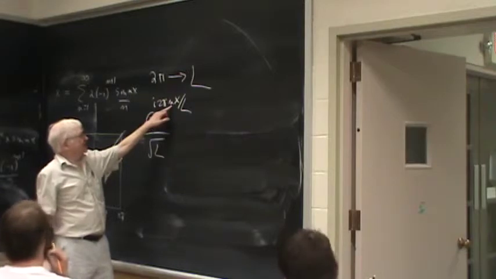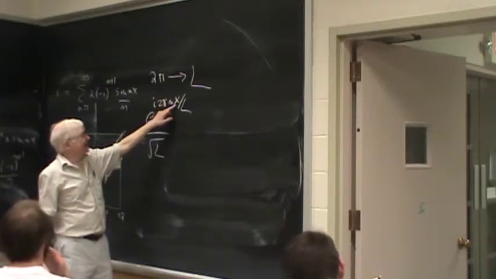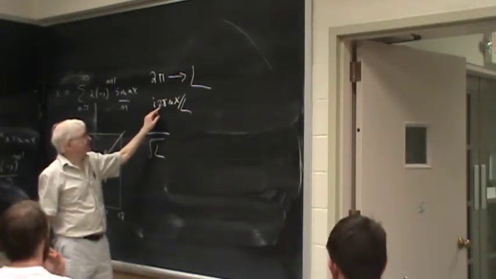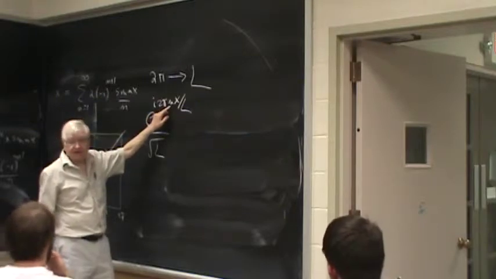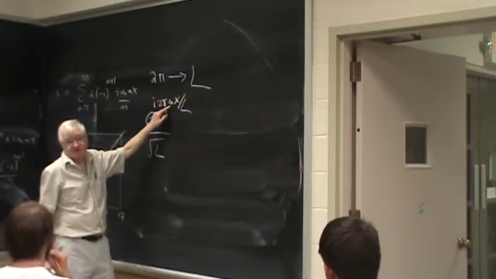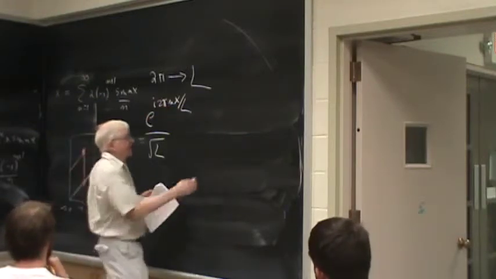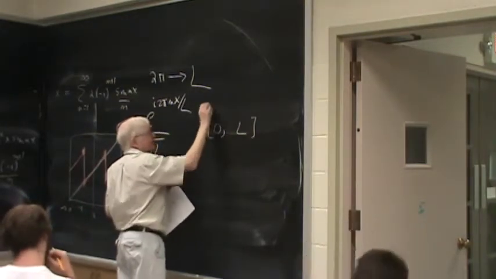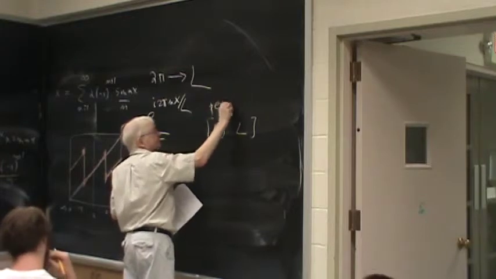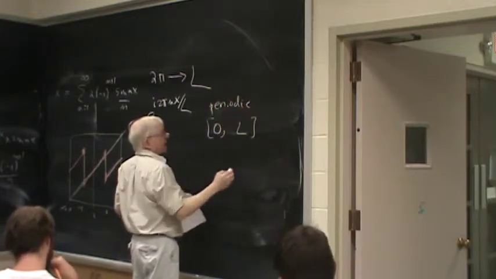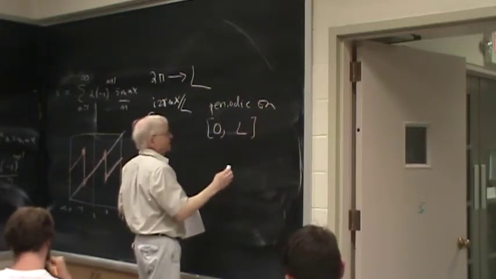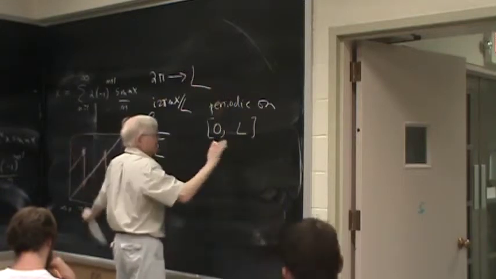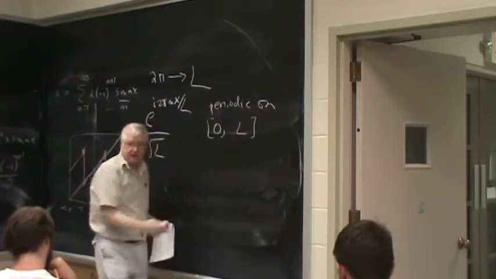Notice how this has been constructed. When x is L, this is e to the 2 pi n i. So it's the same as x equals 0. So this is periodic on 0 to L, on that interval. Periodic, well, the period is L, capital L.